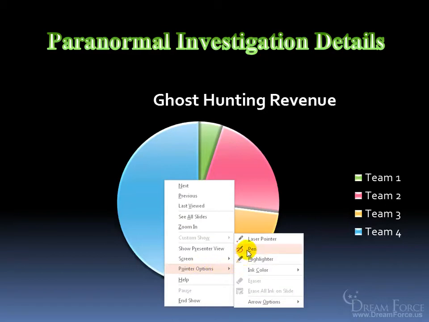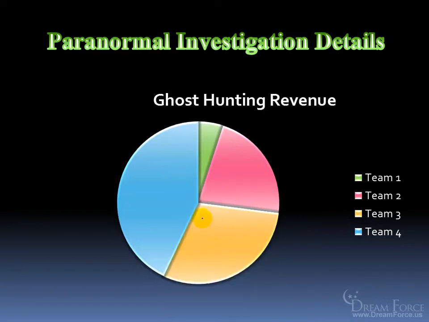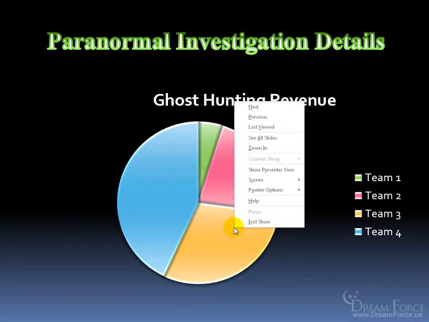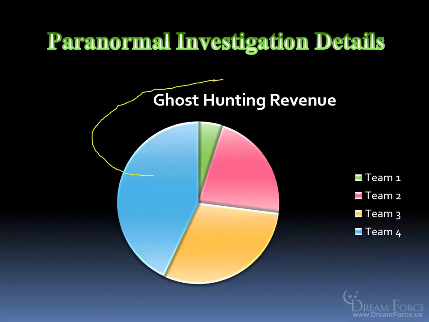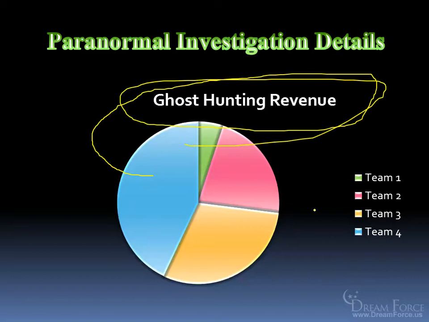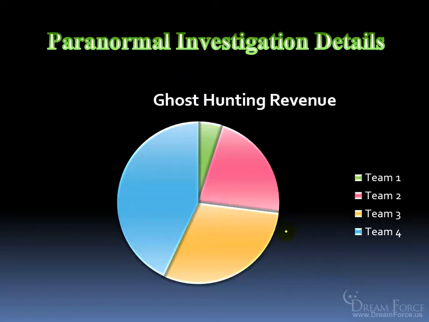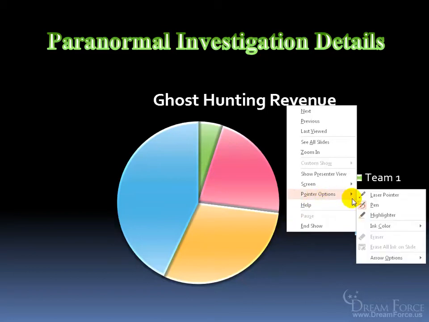Pointer. Ooh, let's do a pen. Click on it. And the default color is red. Oh, that's kind of trippy. That's not working for me. To get rid of all that, hit the E key to erase. And you can right click and go to more pointer options, including the ink color, which let's do yellow. Select that. And that's our revenue. Isn't that fancy? Let me hit the E key to erase that. And let's right click, go to pointer options, and deselect the pen.